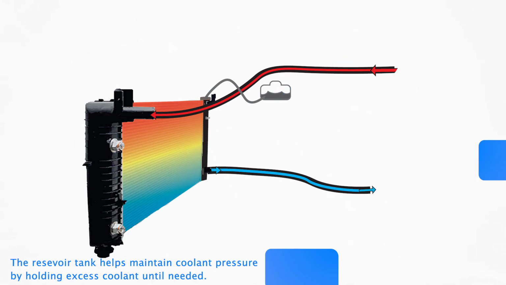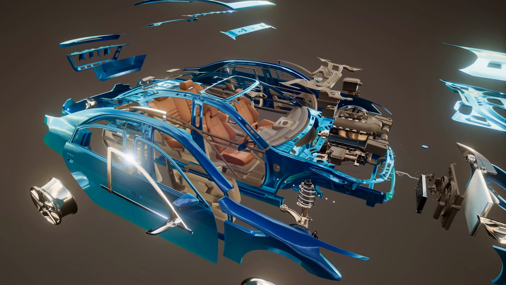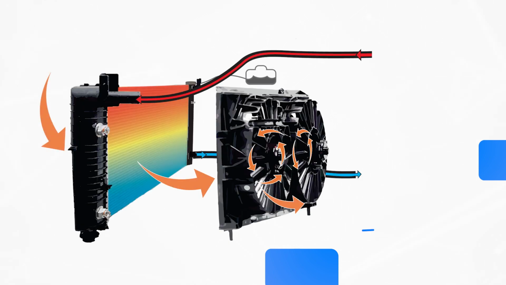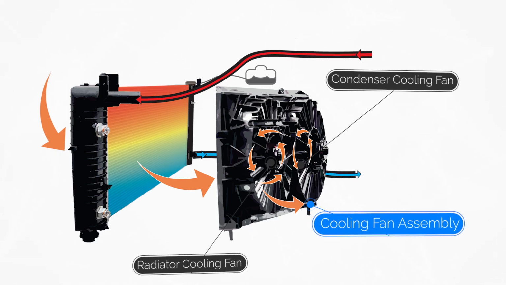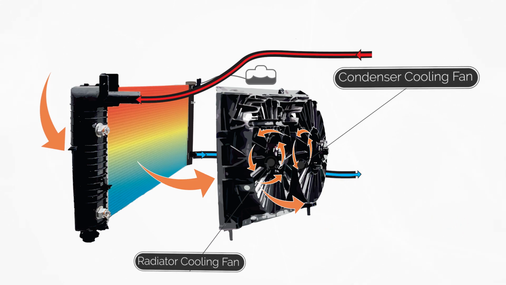This prevents coolant loss. Cooling fan assemblies aid in heat exchange for both the radiator and condenser, each with a dedicated fan responding to the engine's needs. The condenser cooling fan is controlled by a power control module located on the high side of the AC system. The radiator fan responds to a signal from the thermostat located on the high side of the engine cooling system.